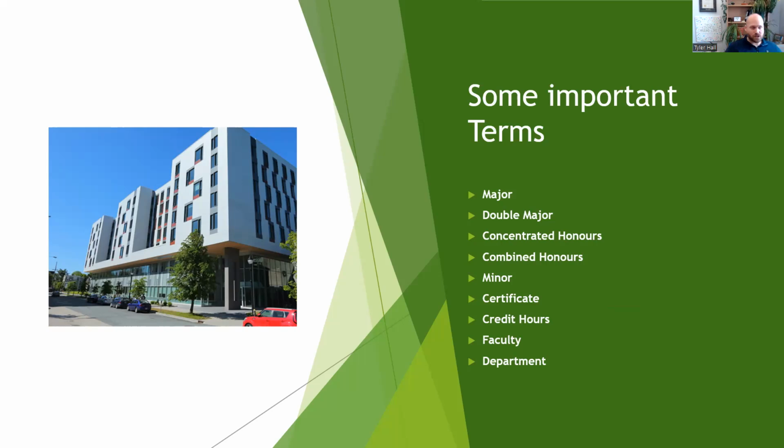If you're doing a double major, let's say you want to do biology and French, generally for double majors, you do 10 in major 1 and 10 in major 2.